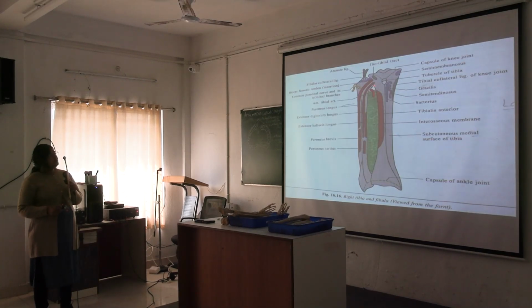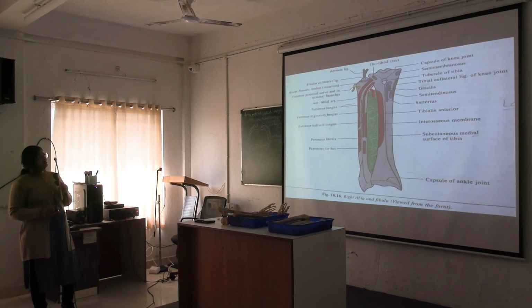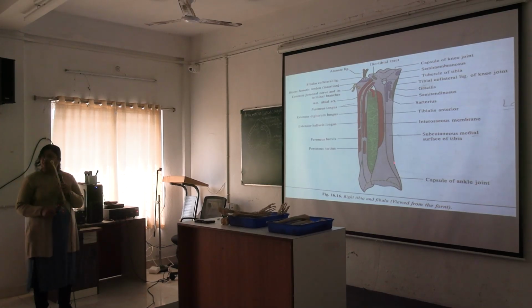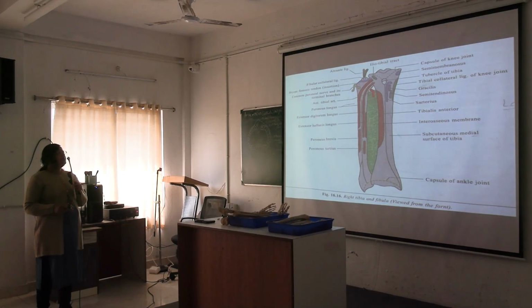This is anterior view. This is peroneal surface or lateral surface. Peroneus longus above, Peroneus brevis below. Okay, and this is anterior or medial surface. This is medial surface, anterior border and the interosseous border. So this is the extensor surface, extensor digitorum longus, extensor hallucis longus, and Peroneus tertius.